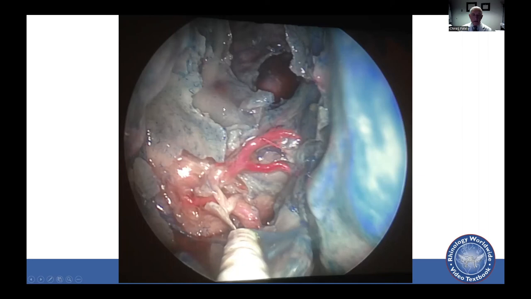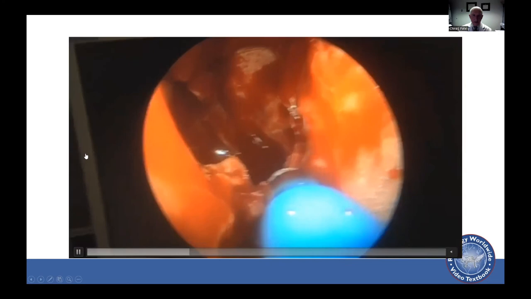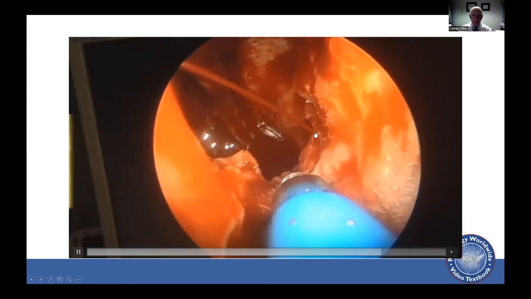sphenopalatine vessels. The posterior ethmoid artery is in most cases encased in bone, and it's not really been reported as being problematic as opposed to the anterior ethmoid, as we have mentioned. Here you see in this video, there's the typical going into the sphenoid, and you see the bleeder occurring, which is cauterized.